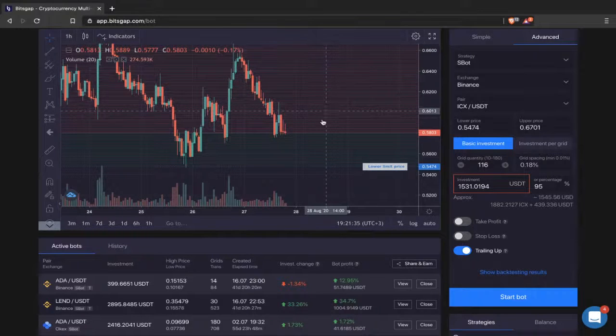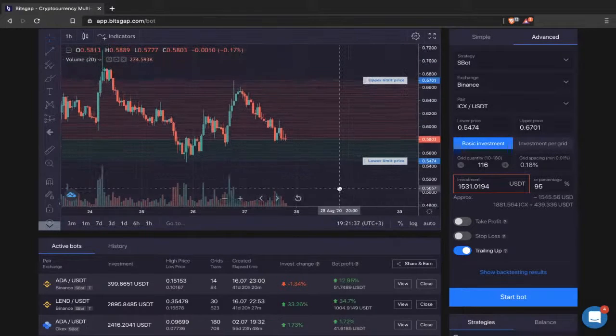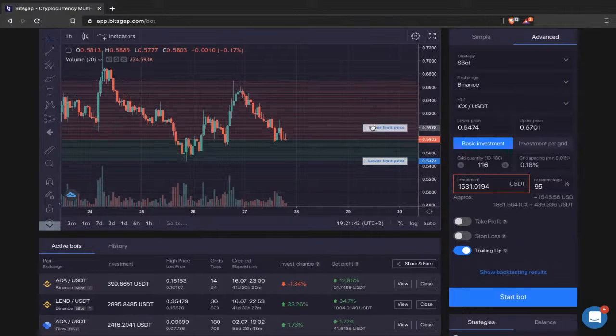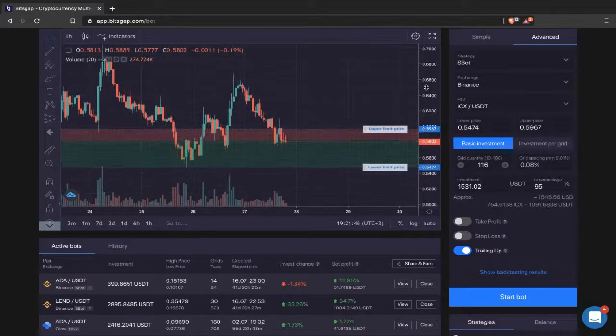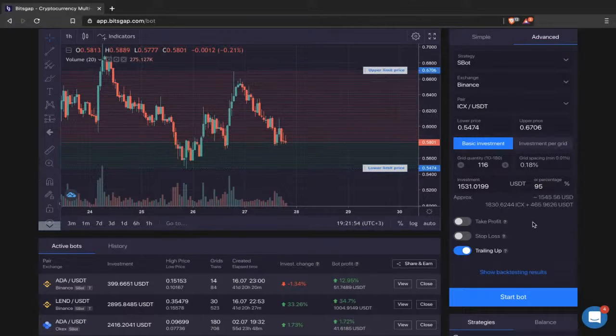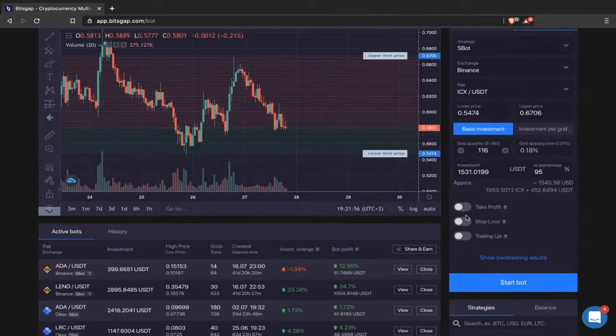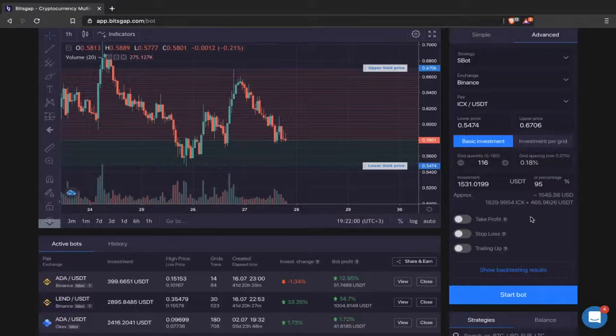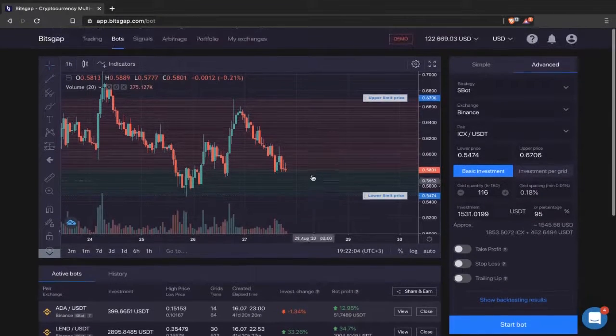It is required to plot all of the buy limit orders. If I change my trading range, and let's say I have now narrow buy side, sell side, you see how it has automatically reduced the amount of base currency required. And here I have features like take profit, stop loss, and trailing up. But just stay with me. We will go through these instruments step by step.